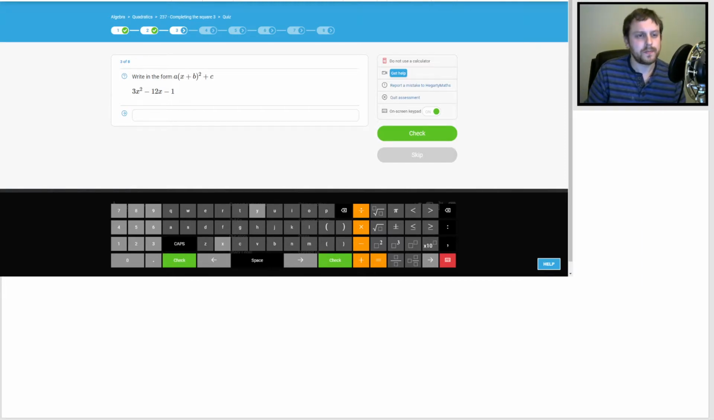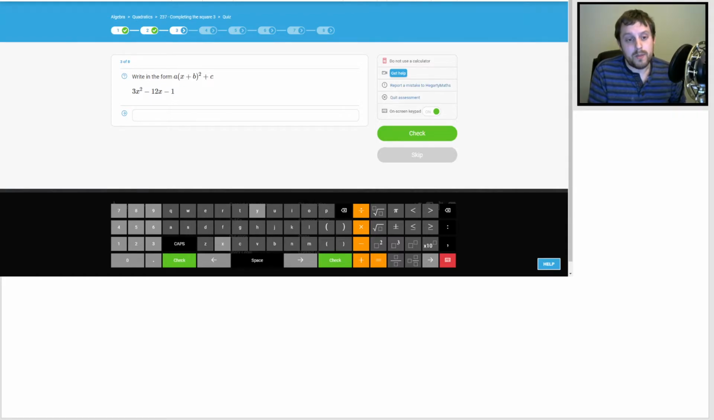Okay, so we go through this one in a bit more detail than me just doing it randomly in my head. So I'm going to write equals 3 big brackets, take a 3 out of everything. So divide that by 3, you get x squared. Divide this by 3, you get minus 4x. And divide this by 3 and you get minus a third.